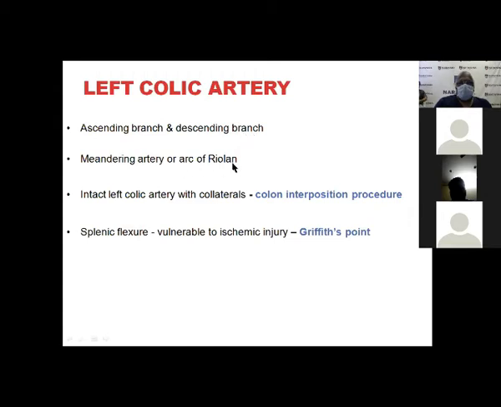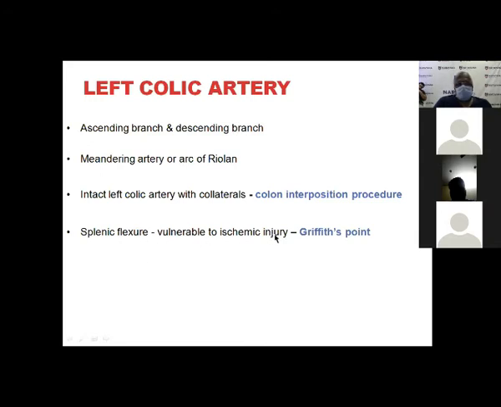The marginal artery is called the artery of Riolan, which connects the inferior mesenteric and the superior mesenteric arcade. Intact left colic artery with collaterals, the colonic interposition procedure that you will come to know. If someone of you has assisted us in our department, you will know better. We place our colonic conduit based on the left colic vessels, both ascending and descending branches, dividing the ileocolic, right colic, and the middle colic, leaving the artery of Drummond, that is the marginal artery, intact.